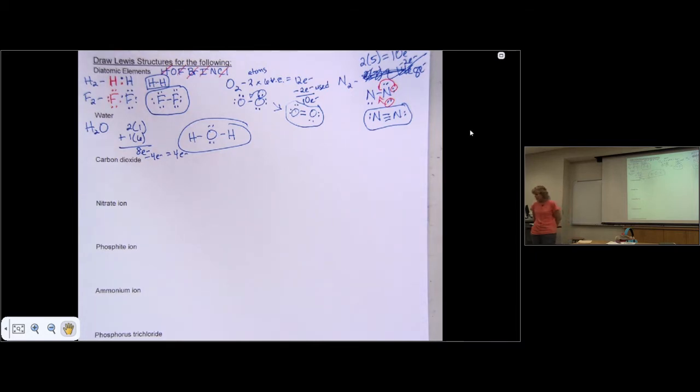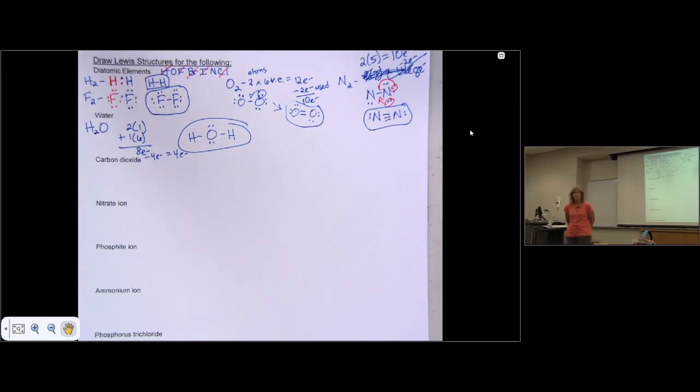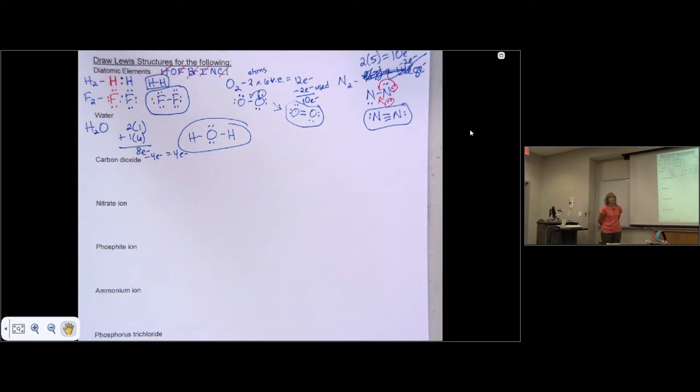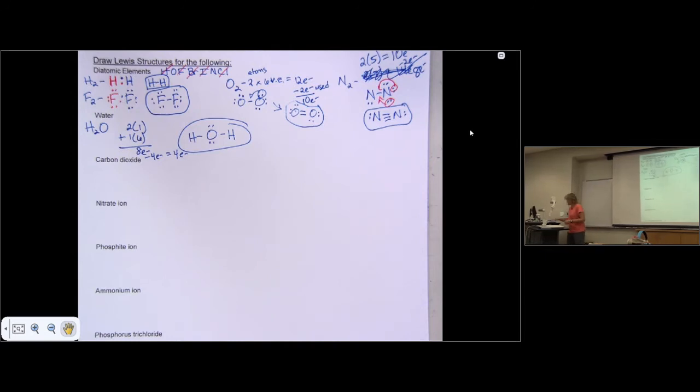So go to your page that gives you the rules. And I'm all about double-sided paper, but today it'd be nice if that one were single-sided, I think, because you've got to flip it back and forth. But look at the rules and tell me what you need to do for carbon dioxide. What's the first thing we do? All right, so find the total number of electrons. How do we find valence electrons?